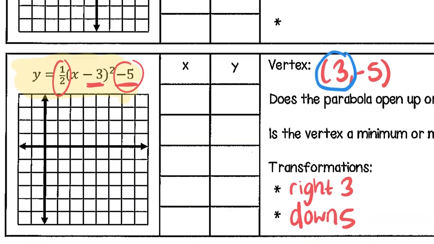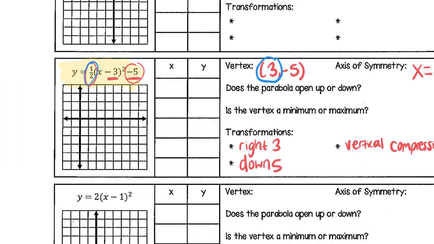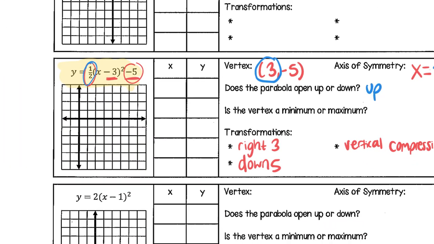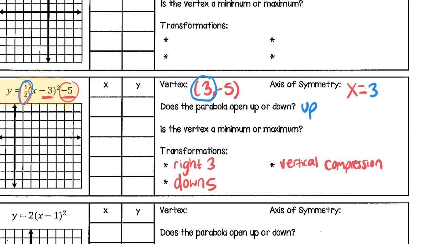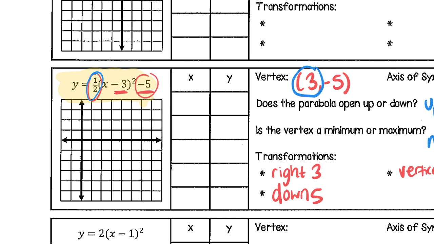Does it open up or down? That all depends on the a value. This number out front is positive, so then it opens up. If it opens up, it's going to look like this. So if it opens up, the vertex is on the bottom, so the vertex is a minimum if it opens up. Okay, so then we know the vertex is 3, -5, so put that in the middle of your chart.